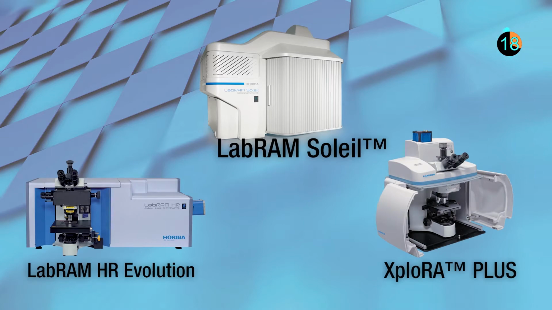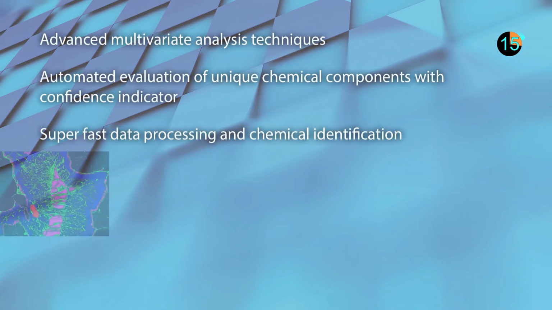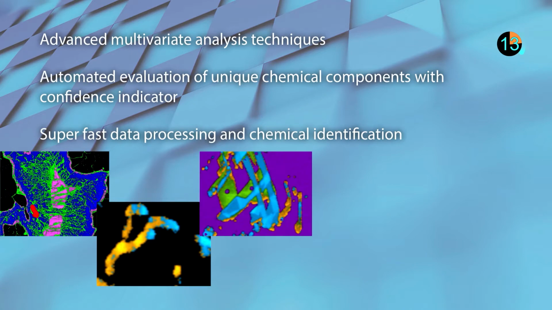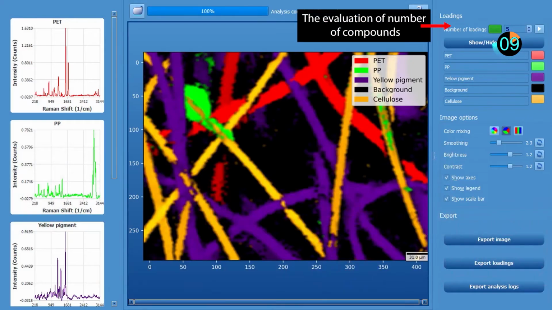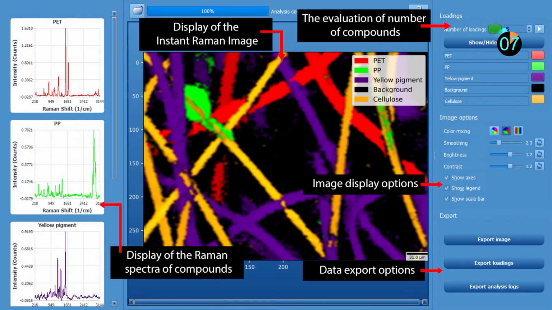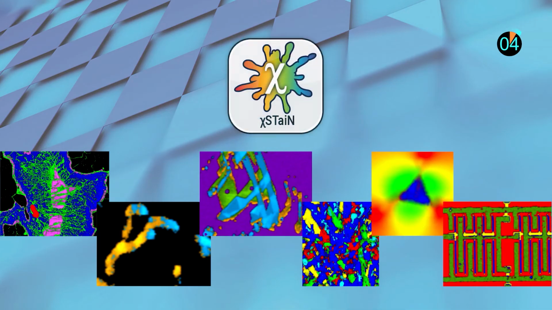Compatible with any HORIBA Raman microscope, HSTaiN makes Raman imaging an easy, fast, and reliable process for any lab. Detailed Raman imaging is at your fingertips with HSTaiN by HORIBA Scientific.